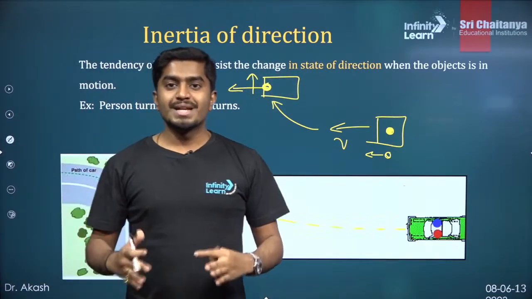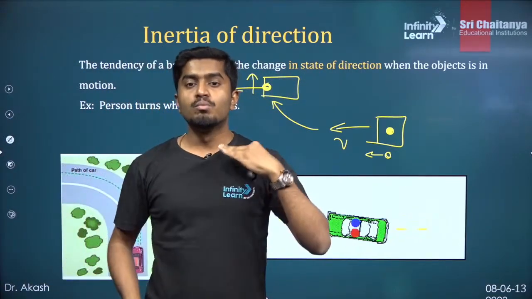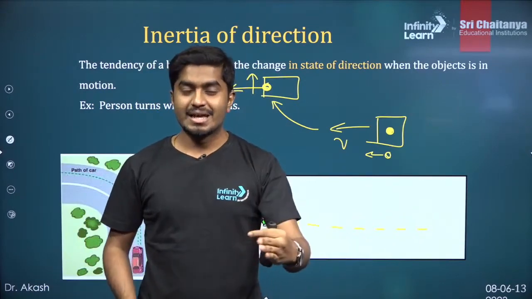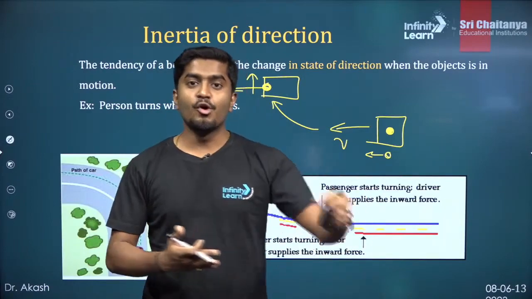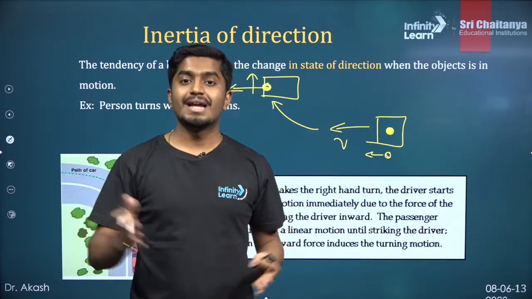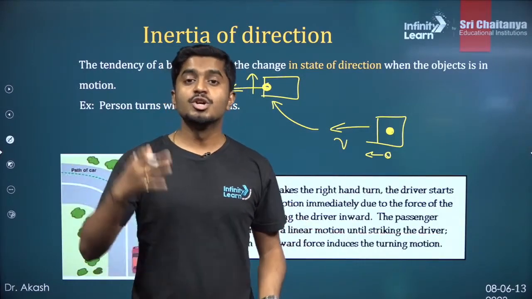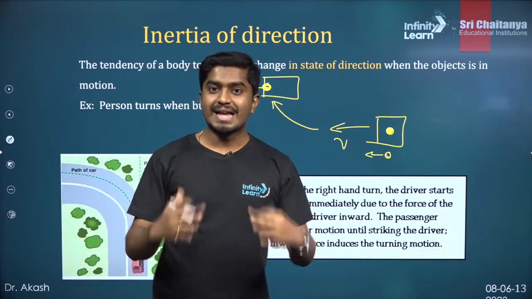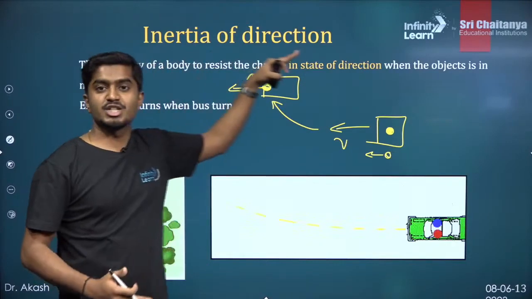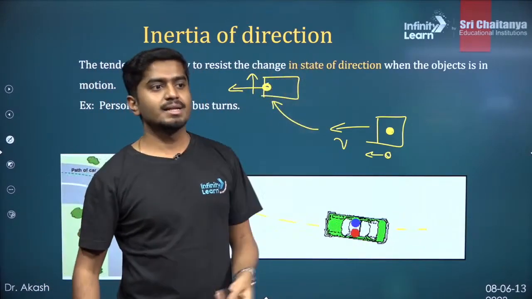All objects want to continue to move in a straight line, but the car doesn't allow it. It forces us to move in a different direction. It forces us to change the path, right? But we resist, and that resistance is nothing but inertia of direction. Clear? Easy, right?